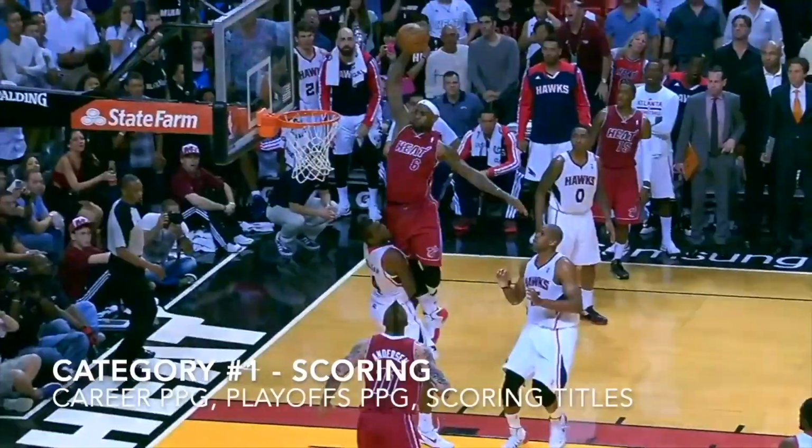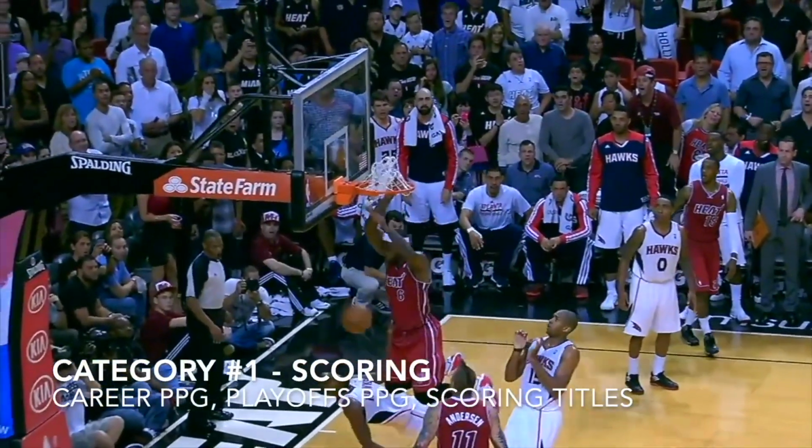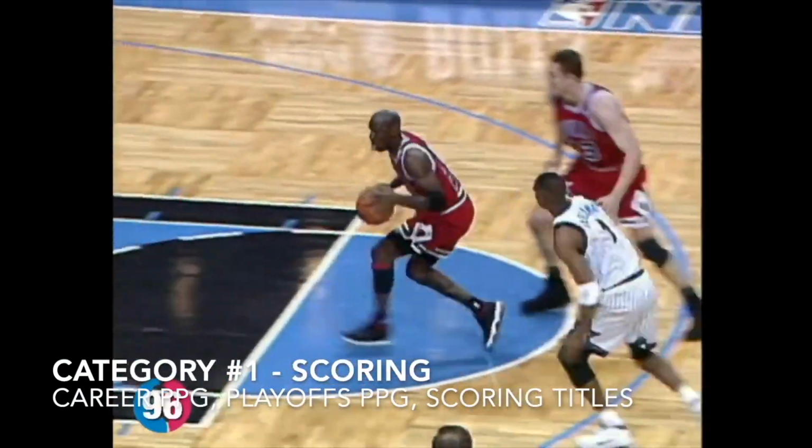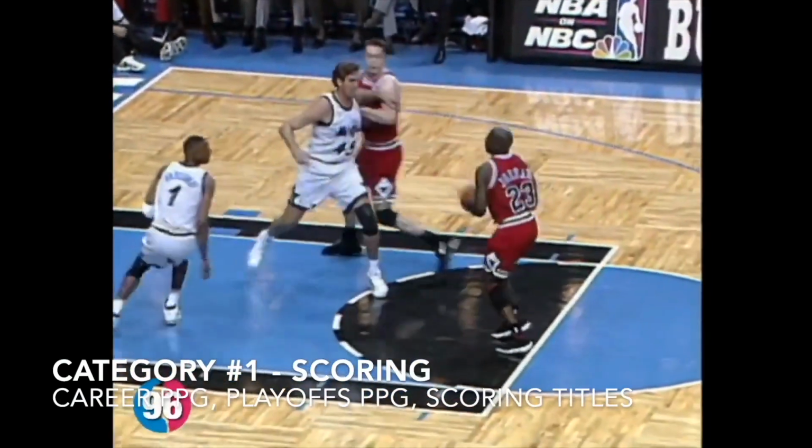I'll be using 6 different metrics to compare each player. The first category is scoring. This category will be defined by each player's career points per game, peak points per game both in the regular season and playoffs, and number of scoring titles.